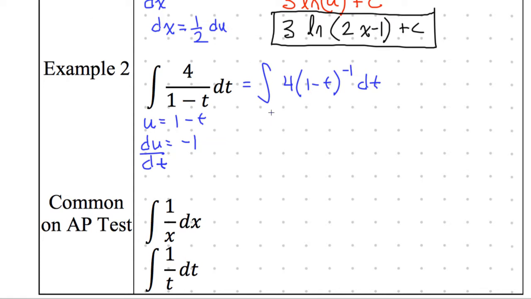And I really hope that you are starting to think that this is a slow process and are skipping steps, as long as you're skipping those steps correctly. I could have just jumped right here into my u-substitution because I know what would happen as long as I know to multiply by that negative. This is going to turn into what? The integral of 4 times u to the negative 1 times negative 1 du.